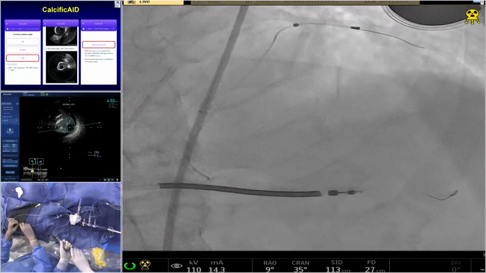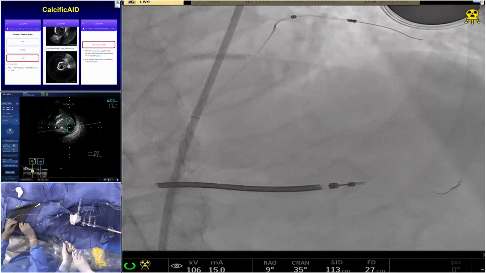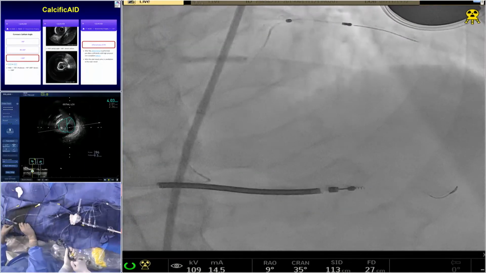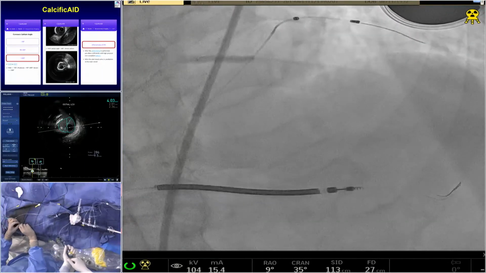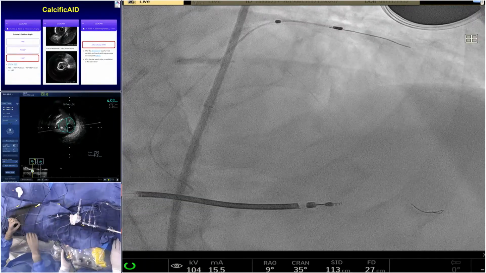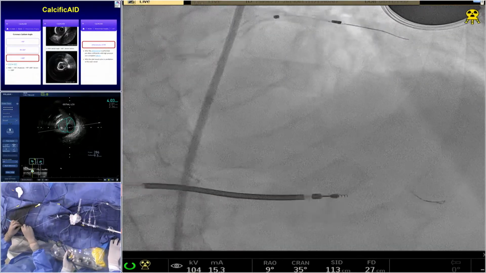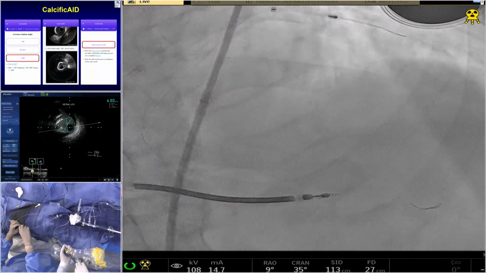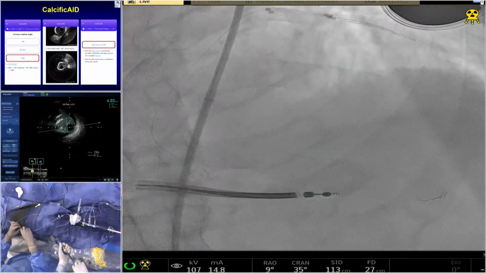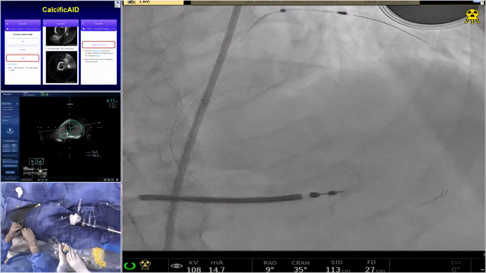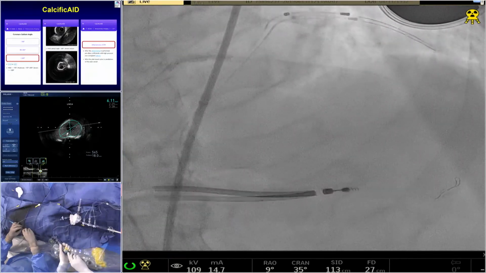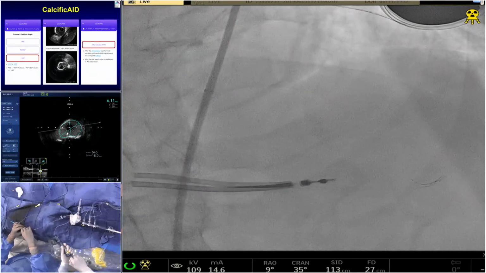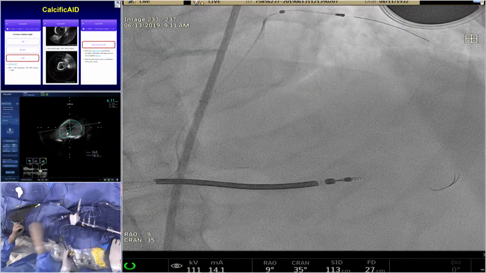If you saw during rotational atherectomy, my biggest issue was at the ostial LAD. So here we are with the 3.5 balloon, 18 atmospheres, all the way up to the left main. The left main diameter is a lot larger than a 3.5, obviously, maybe 4.5. But you see, right there, that ostium is quite tight.